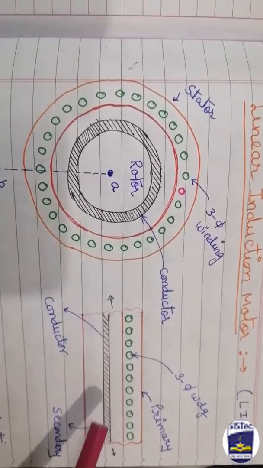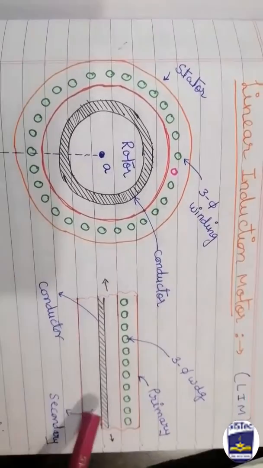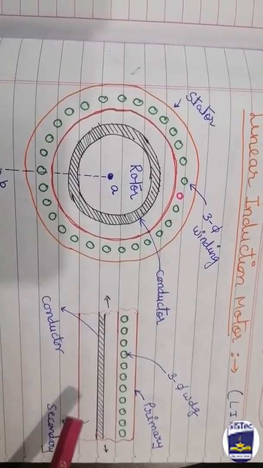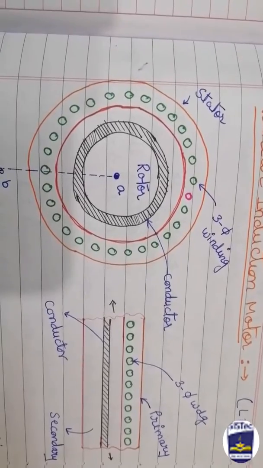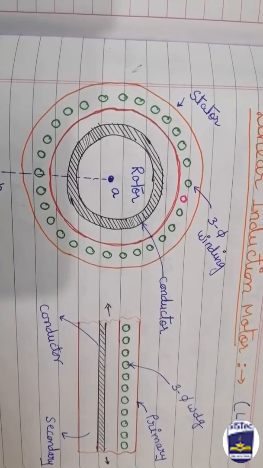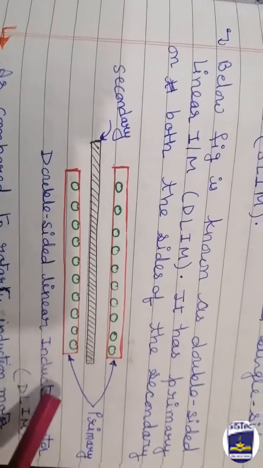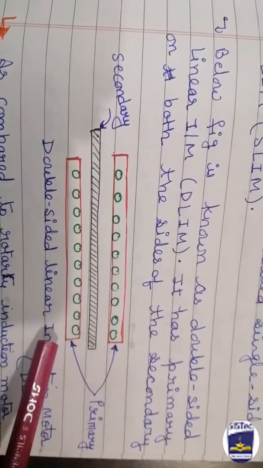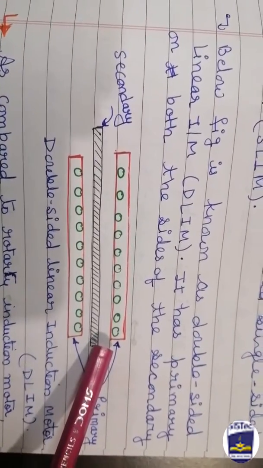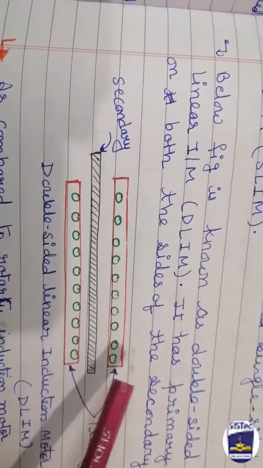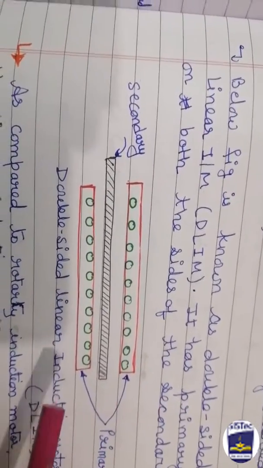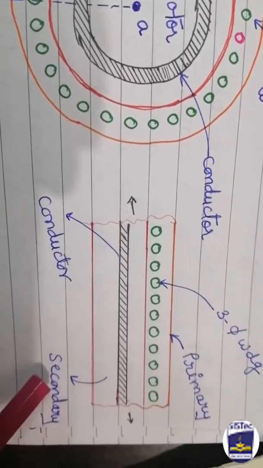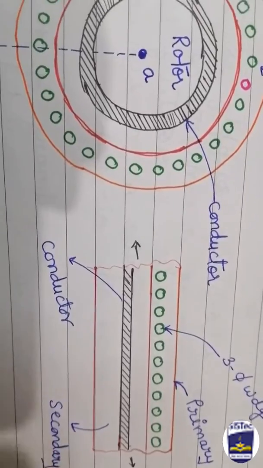This diagram is called a single-sided linear induction motor. Let me show the double-sided linear induction motor. This is the double-sided linear induction motor, where the primary is on both sides of the secondary. So it has a primary on both sides of the secondary. So this is called a double-sided linear induction motor, and this is a single-sided linear induction motor. Okay.